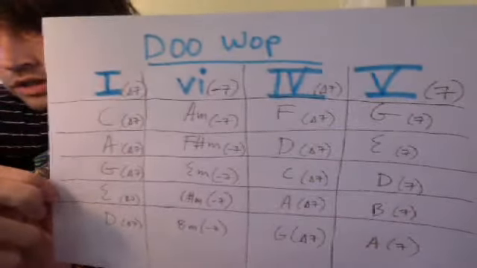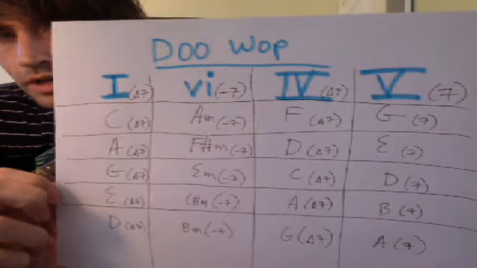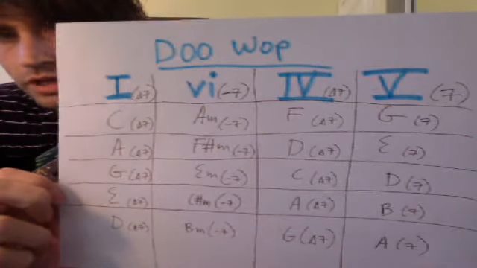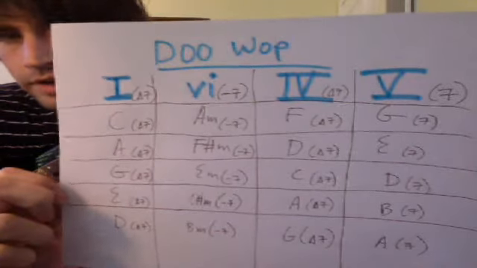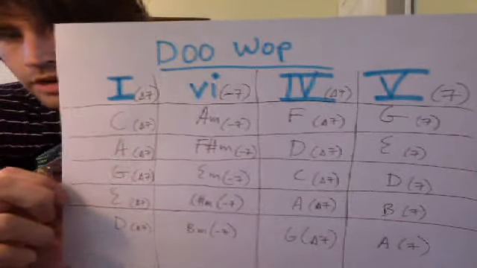So C, A minor, F, G. And then like I showed, you could do C major 7, A minor 7, F major 7, G dominant 7. And then I would do the same thing in the key of A major. So A, F sharp minor, D, E. And I would play around with that for a while.